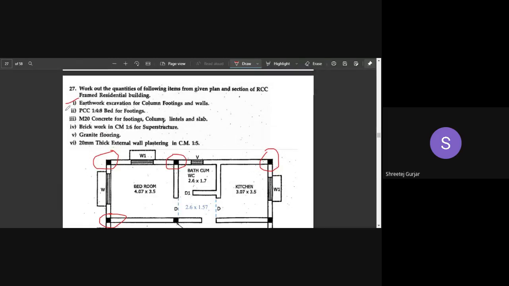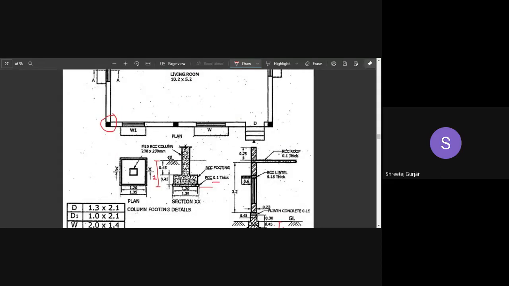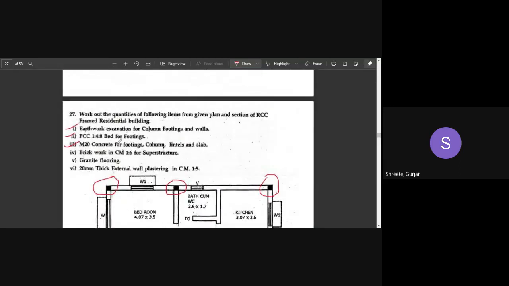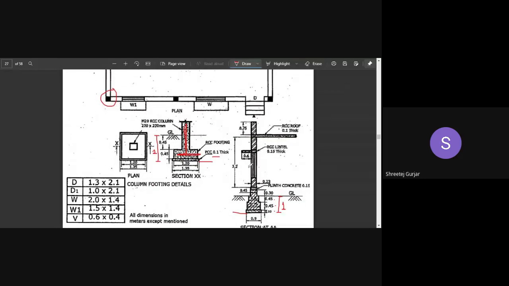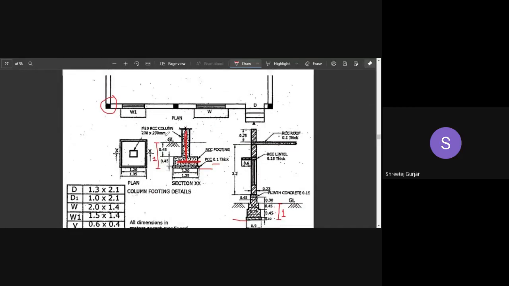Then PCC bed concrete. Then M20 concrete in footing, right? We can observe here this is made up of M20 concrete, your footing as well as your column. So M20 concrete for footing, column, lintels and slab, which are made up of RCC. So next thing is brickwork. Brickwork in cement mortar 1:6 for superstructure. So this is your brickwork which is provided for walls, and brickwork we need to calculate.